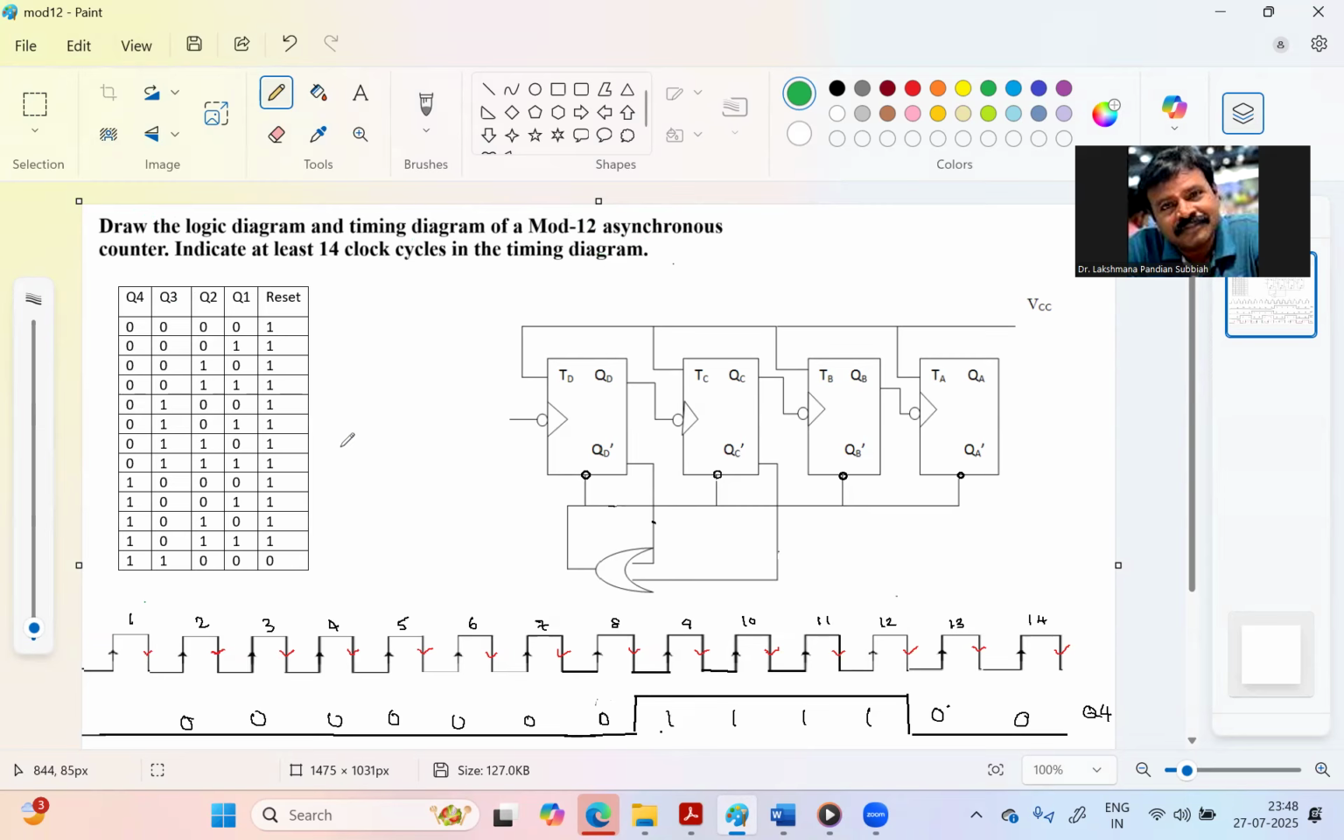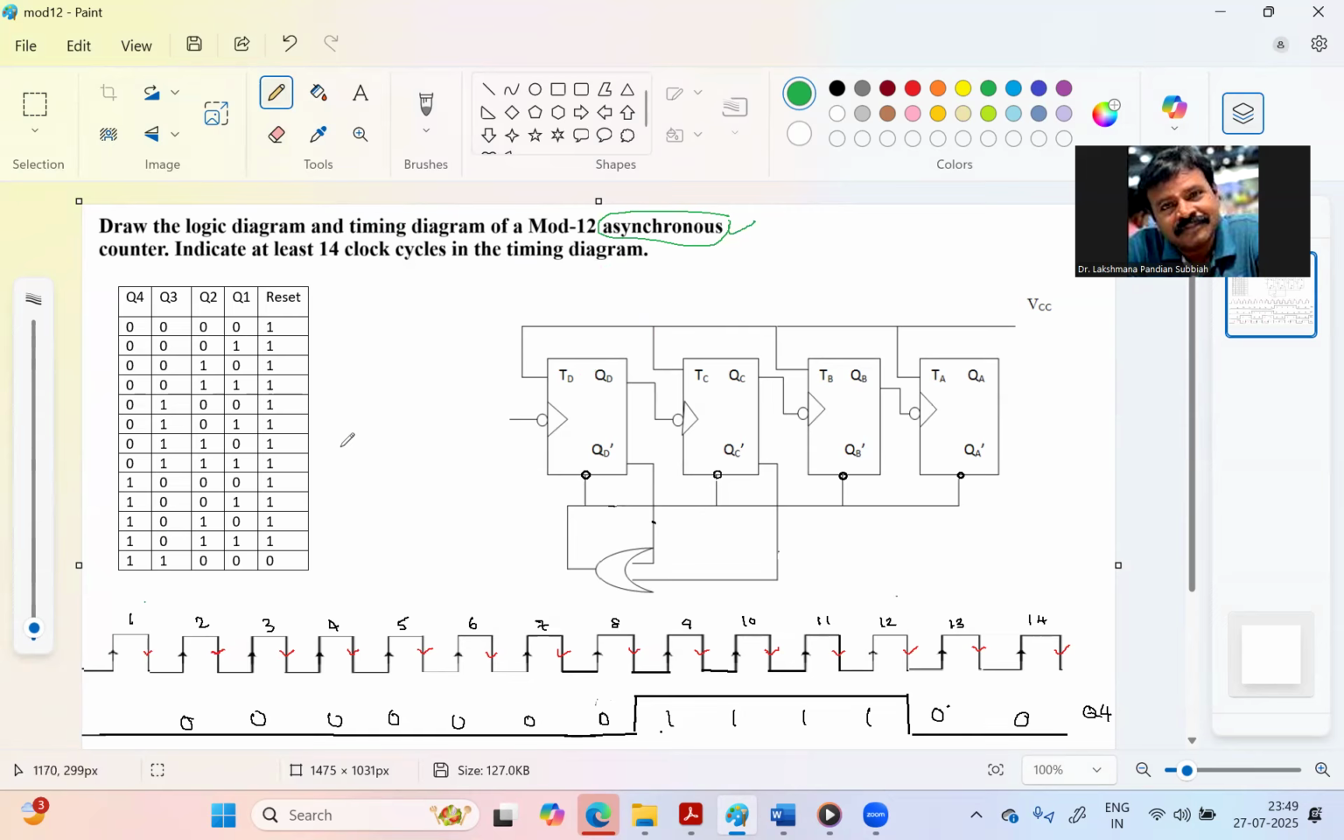We'll see that one. So here, this is an asynchronous counter, a modulo 12 asynchronous counter. Right. Now here, we'll see that one, an asynchronous counter. Okay, here we are using T flip flops.